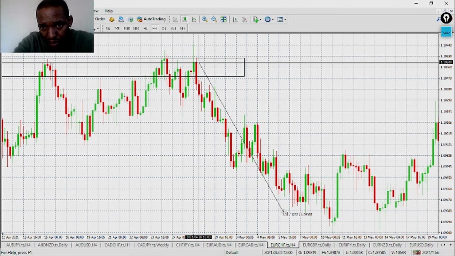Let's see how many pips you would have made. Up to that area, maybe you wouldn't have taken it so far. Okay, so let's just stick to this. That's 105 pips. You would have made 105 pips on this trade.